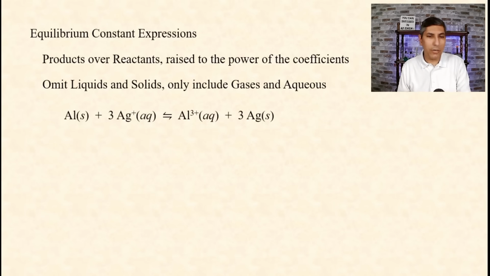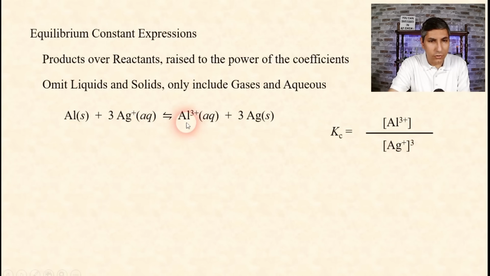So if we have this equation right here as an example, and we're asked to write the expression for Kc. Kc is in terms of concentration. That's what that C stands for. So we're going to use the brackets in that case. So it's going to be the concentration of Al3+ all over the concentration of Ag+ cubed is equal to Kc. So there's your equilibrium constant expression.